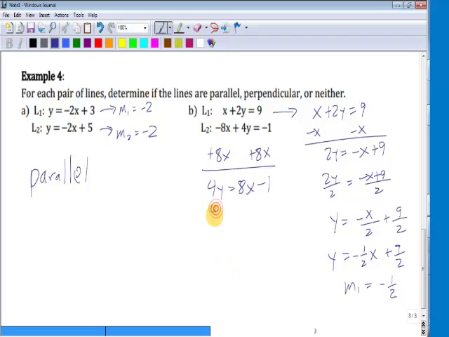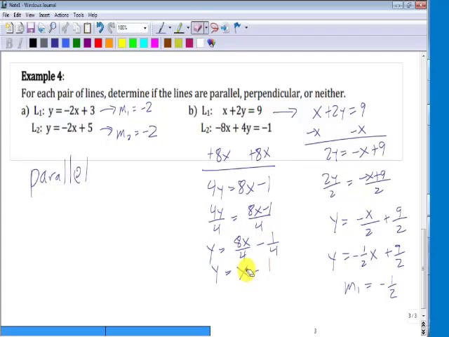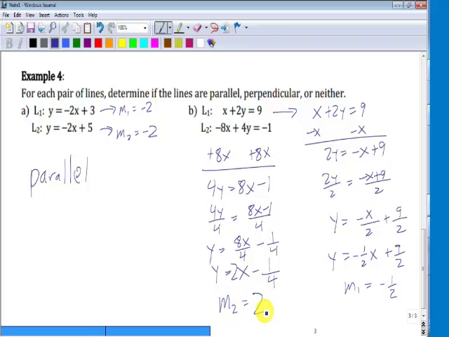Divide both sides by 4. So y equals 8x divided by 4 minus 1 over 4. y equals, whoa, what's 8 divided by 4? 2. So 2x minus 1/4. And so the slope of line 2 is 2.